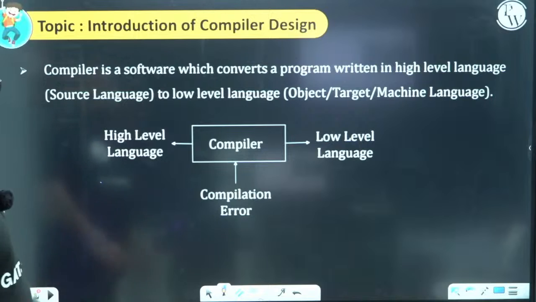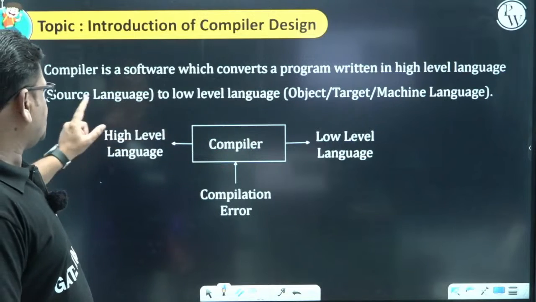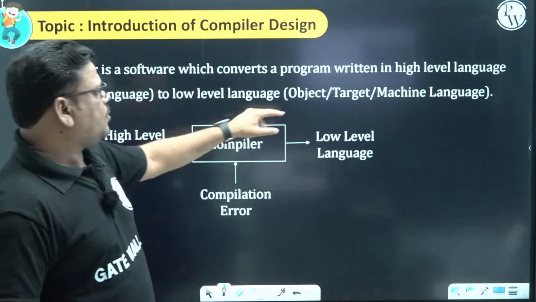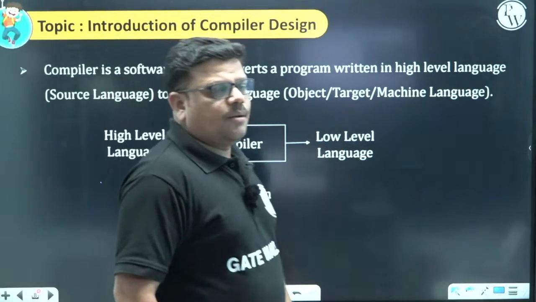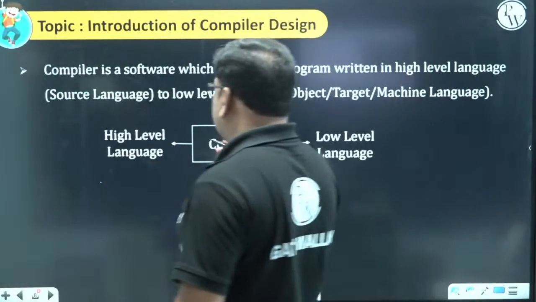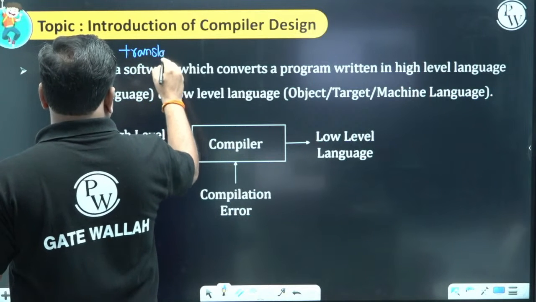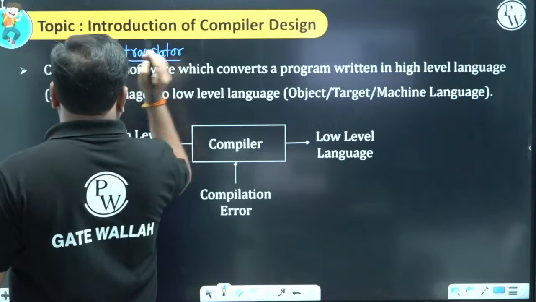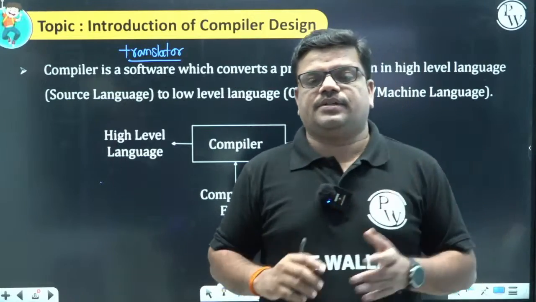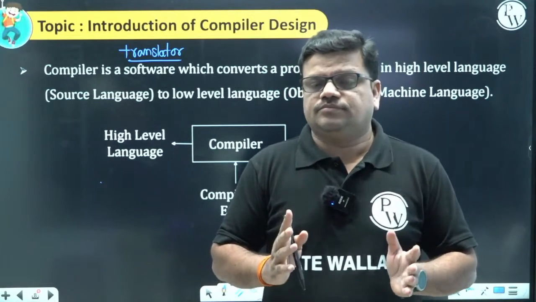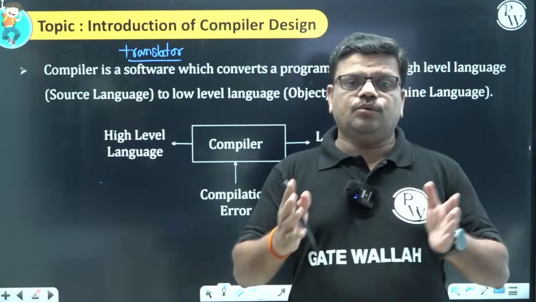Compiler is a software which converts a program written in high level language to low level language. Low level language is called object, target, or machine language. High level languages are called source languages. So compiler is generally a software, or it is also called a translator, translating high level language to low level languages. So what is this software doing? The software is translating high level language into low level language.